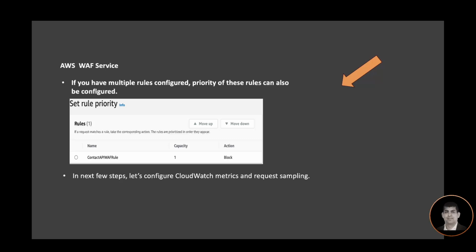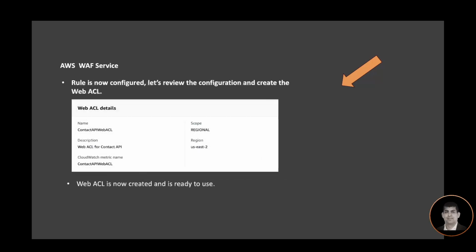In the next few steps, we'll configure the CloudWatch metrics and request sampling. And then once the rule is fully configured, it's ready to be created. I'll see a screen which shows me all the configuration that I have selected, and then I can create it, and then the WebACL is now created and is ready for use.